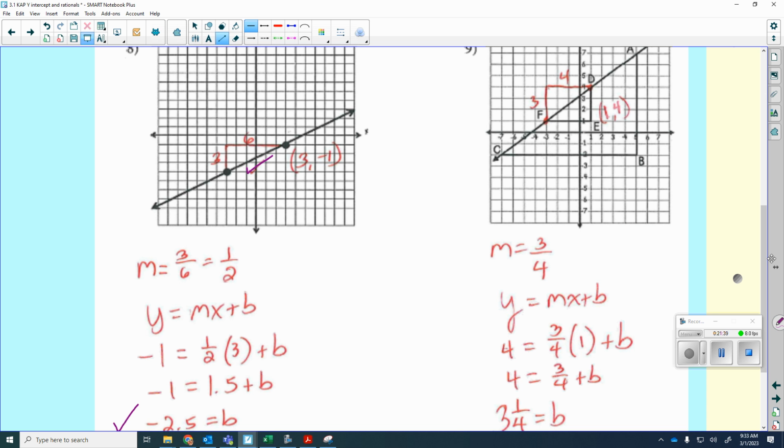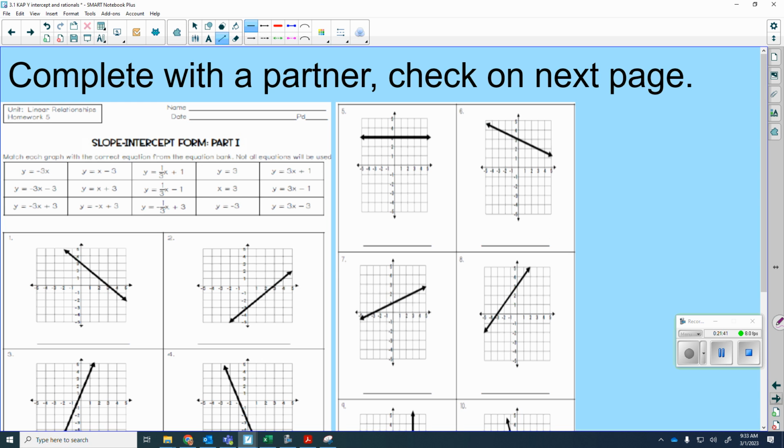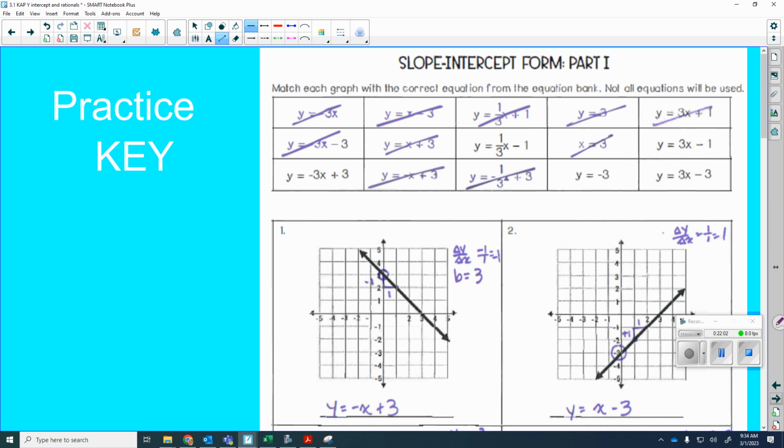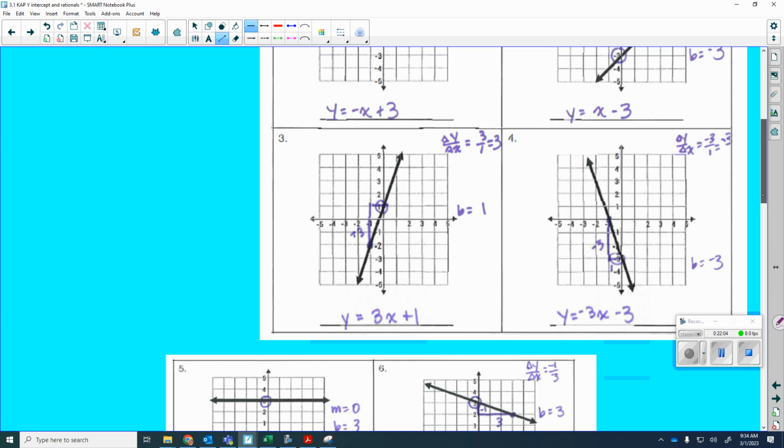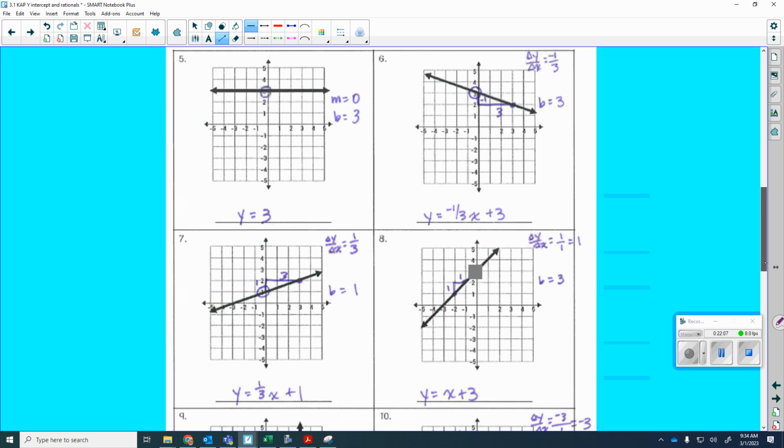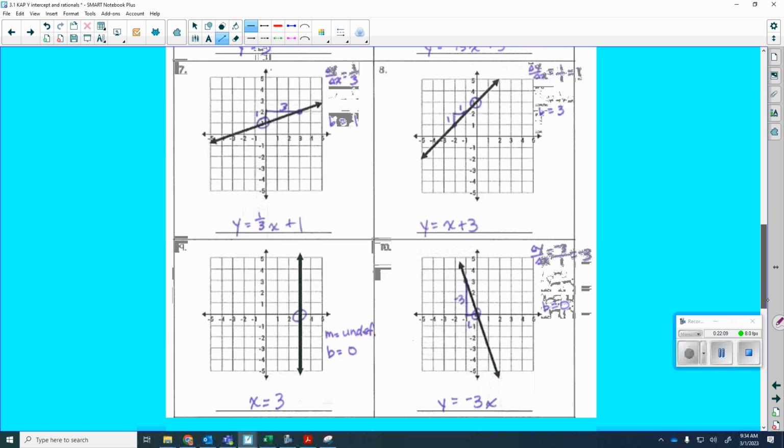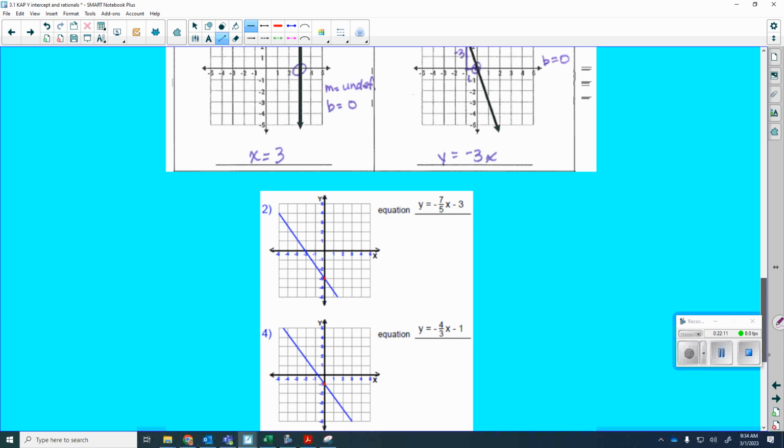Okay. All right, so now what I have is some partner practice for you. This was the second page that you guys picked up. It's by itself. If you look on the front, these are the answer choices. You're just matching the equations with the graphs. And then we're going to check on the next page in a minute. So you're going to pause the video now and work with a partner. Okay, let's check. Here's the key. Pause as you need to. Ask questions as you need to.